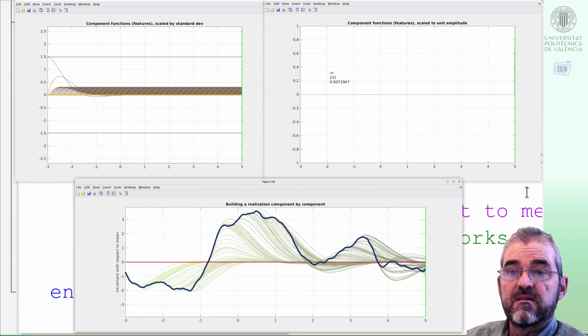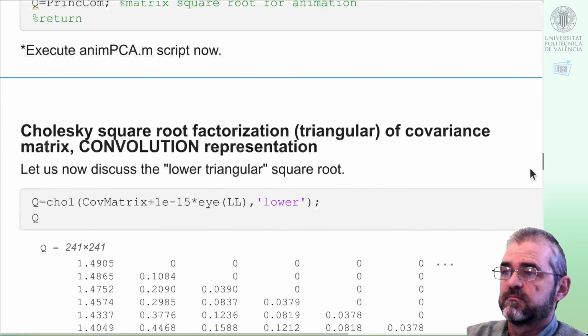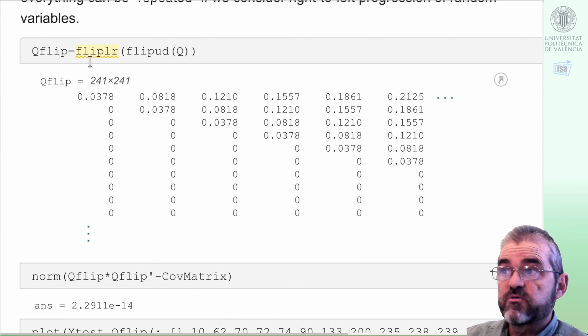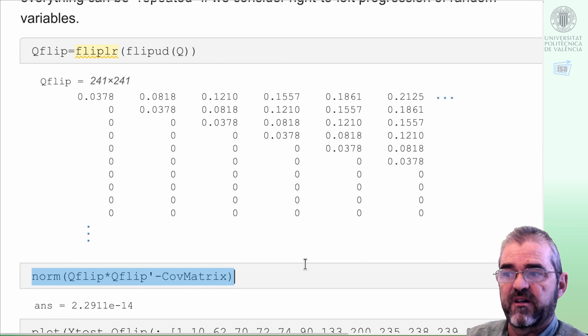However, we may think that apart from a lower triangular square root, as for MATLAB, my Gaussian process are just 241 random variables, I can just flip the order and say that now the first one is the last and the last is the first, or vice versa. I can flip rows and columns of the Q matrix, and if I suitably flip rows and columns of the original lower triangular Cholesky factor, then I get an upper triangular Cholesky factor that, again, is a matrix square root of the covariance matrix, so it can be used to build new latent variables with a different interpretation.